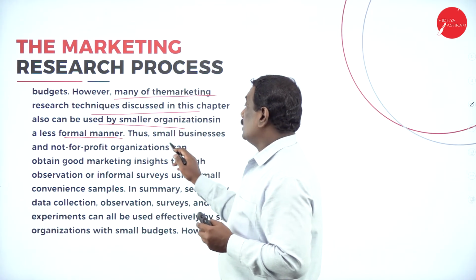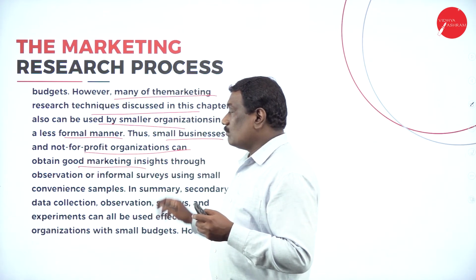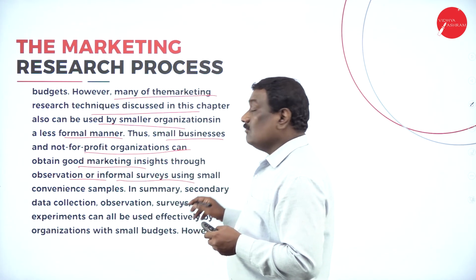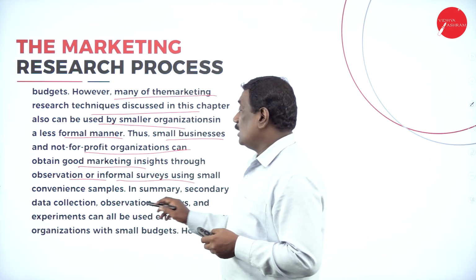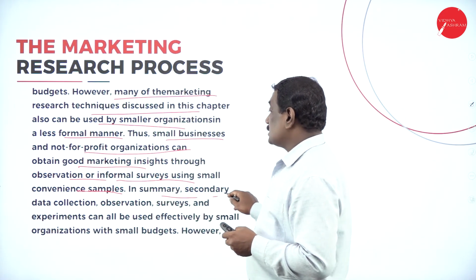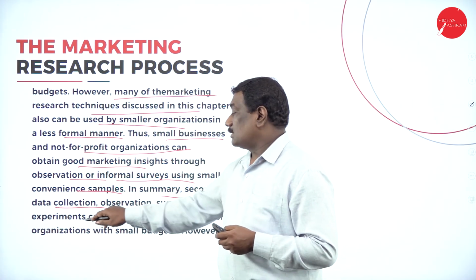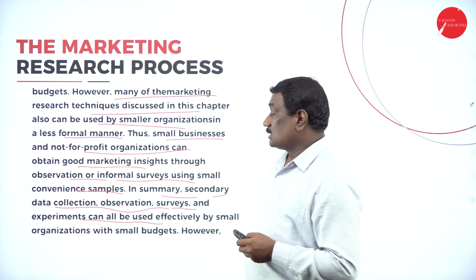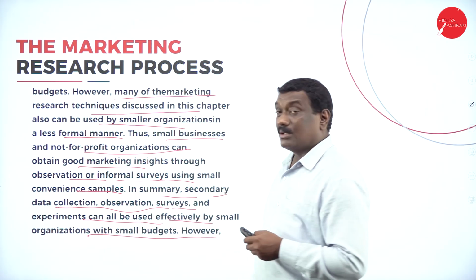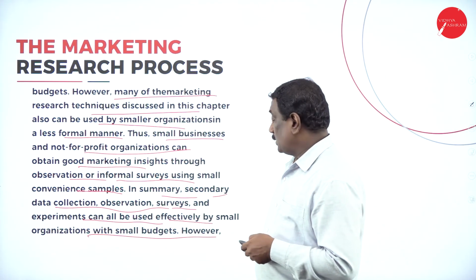Thus small businesses and not-for-profit organizations can also get very good marketing insights through proper observation, and informal surveys can be done using small and convenient samples. Finally, the summary is that secondary data collection, observation, surveys and experiments can be used more effectively in small business and non-profit organizations with a small budget also. Even with a small budget, you can do your research work.